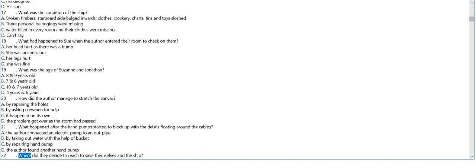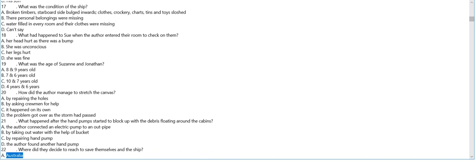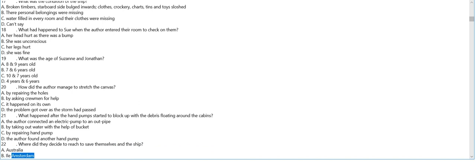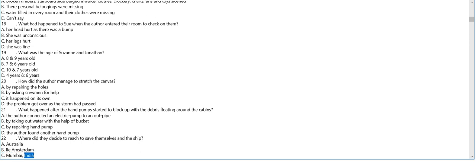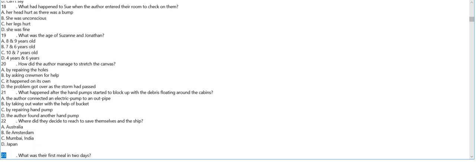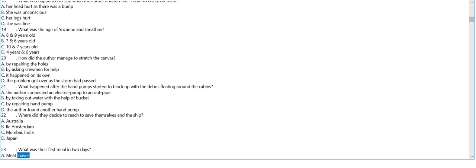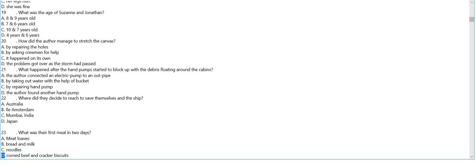22. Where did they decide to reach to save themselves and the ship? A. Australia. B. Isle Amsterdam. C. Mumbai, India. D. Japan. 23. What was their first meal in 2 days? A. Meatloaves. B. Bread and milk. C. Noodles. D. Corned beef and cracker biscuits.